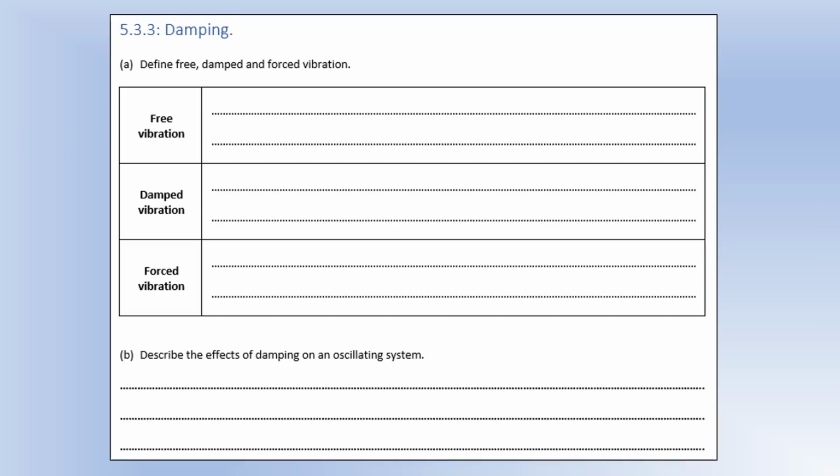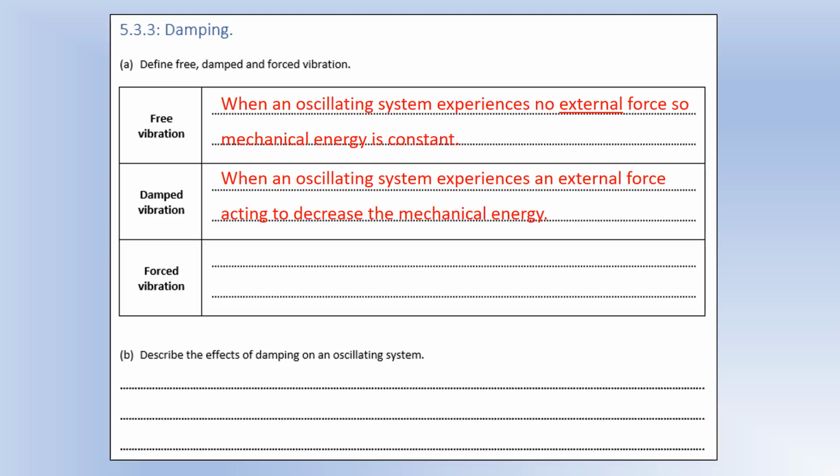First thing, we're going to describe some different scenarios. So when we describe something as being in free vibration, what we mean is there are no external forces acting, so mechanical energy is constant. When it's damped, we say it's experiencing an external force to decrease the mechanical energy. And when we're in forced vibration, we are applying a periodic external force to it. So they're all slightly different scenarios.